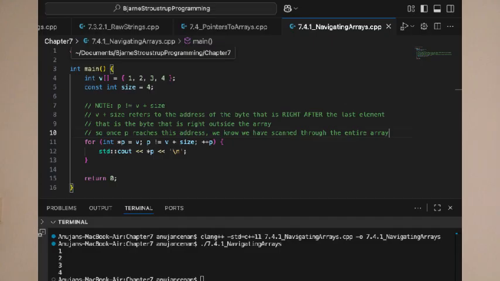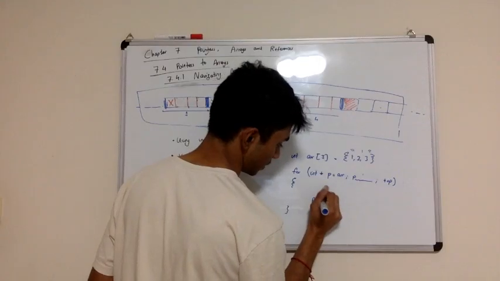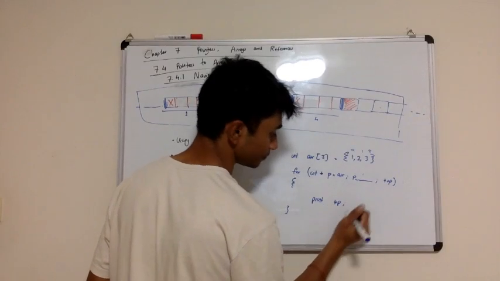Is it less than? I'll have it on the board then. There'll be some condition, and then you would increment p as well. And essentially you would say print, and then you would dereference p.